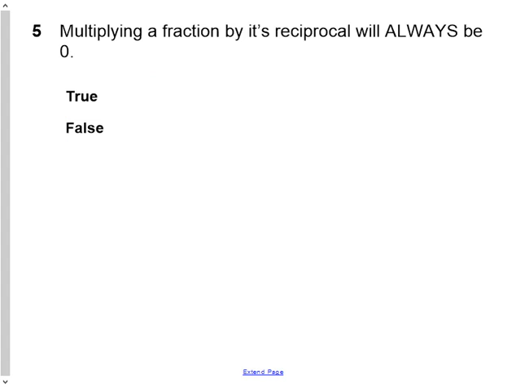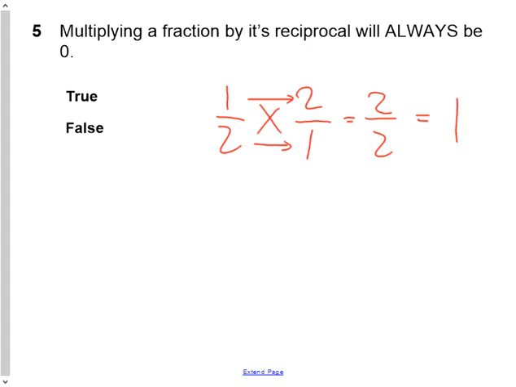And finally, question number 5 in the true false is: multiplying a fraction by its reciprocal will always be 0. The best way to do this is simply show an example. So 1/2 multiplied by its reciprocal. If I multiply this out, I'm going to get 2 over 2. And 2 over 2 means 2 divided by 2, if you think of it as a division.